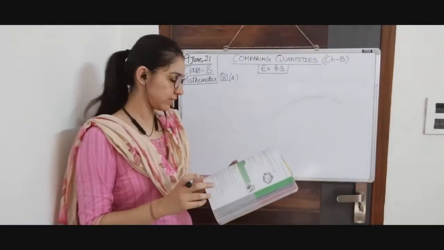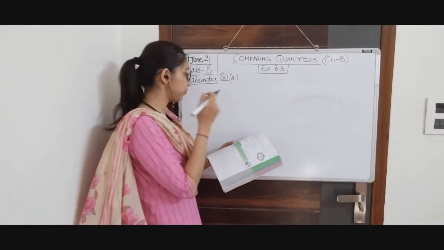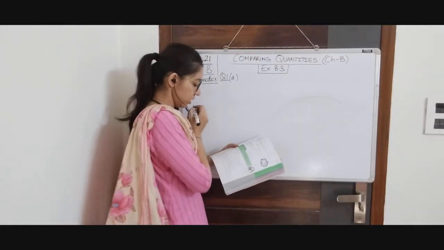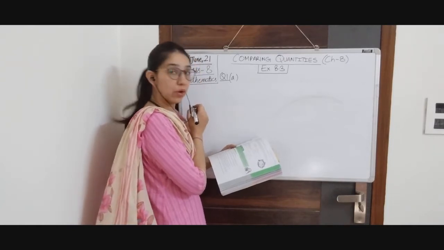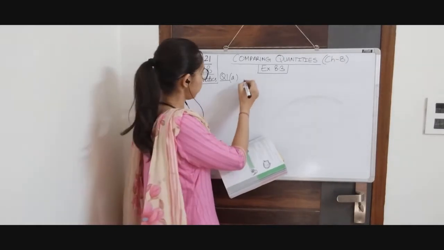We will start with the exercise now. Exercise 8.3, question number 1, part A. We have to calculate the amount and compound interest. We will start with simple ones.